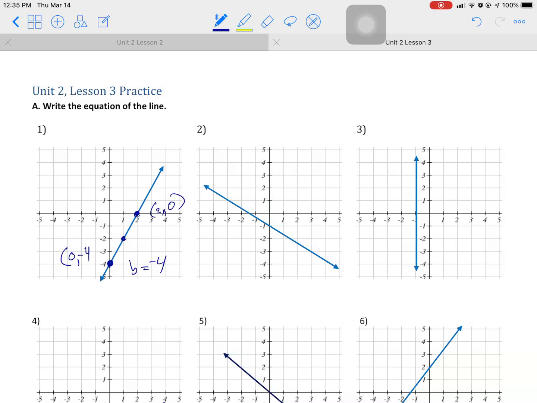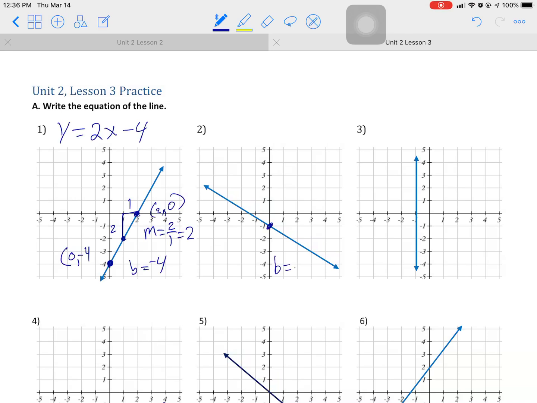I think there's a couple problems on the test. It says give me 2 points on a line, so you want to be able to do that. Okay, so what's the slope? Up 2 and over 1. This is a positive slope. So M equals up 2 over 1, so slope equals 2. A positive slope is going to start with y equals 2x. Don't forget to put the x in there. Minus 4. Done.